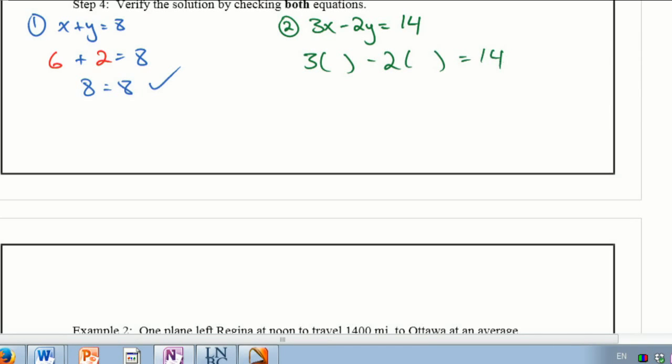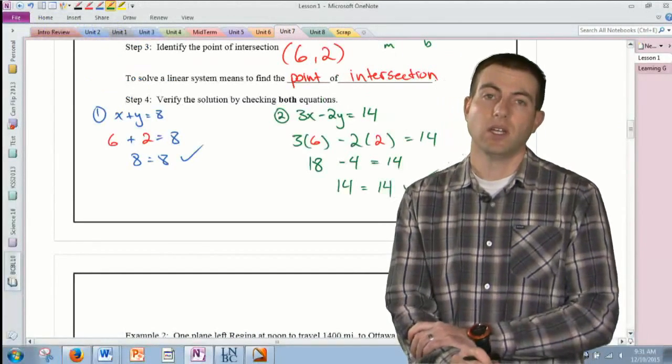And then for this one, it's going to be a couple more steps. So we get 3 times x, our x point was 6, minus 2 times our y point, which was 2, is equal to 14. So we're going to have to see if that works out. 3 times 6 gives us 18. Negative 2 times positive 2 gives me negative 4, equals 14. And 14 equals 14. So it turns out that the solution that we found was indeed the correct one because it satisfies both equations.